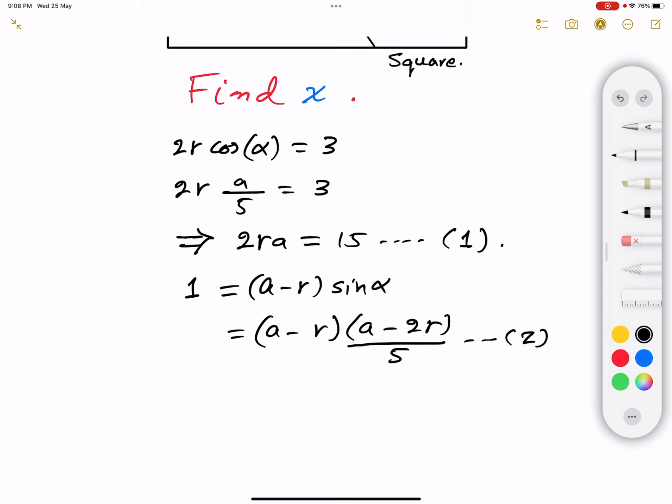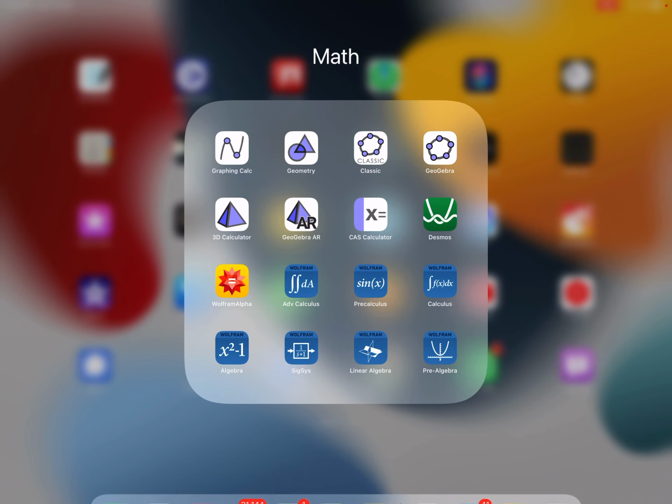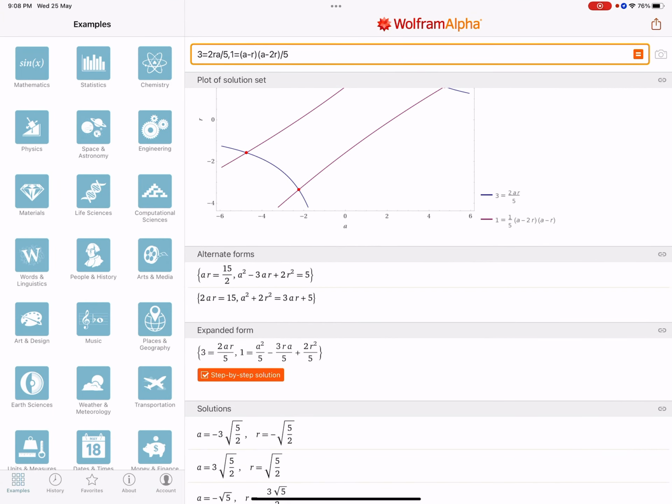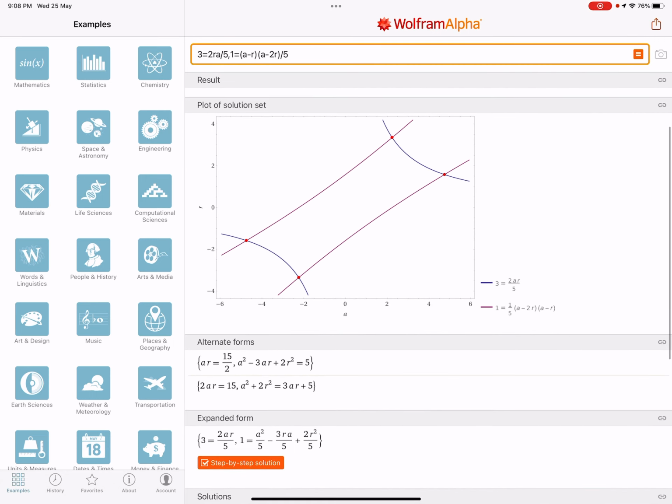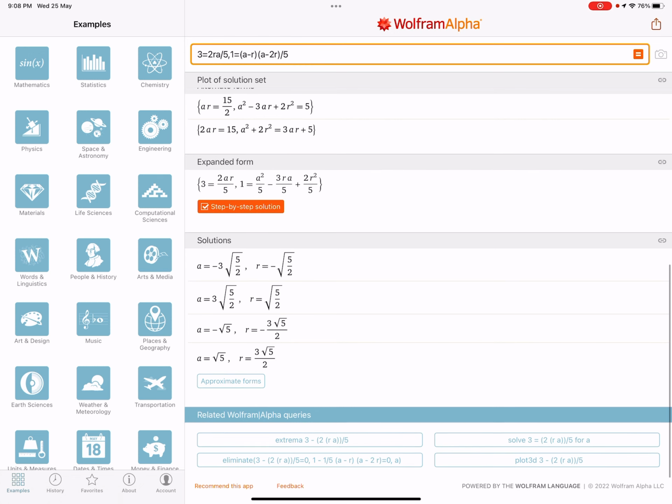Now we have two equations that are in terms of a and r. We can leave them as they are, and we're going to use the Wolfram Alpha application to solve for that. I'm not going to waste the time solving these two equations simultaneously. I have done that already using the Wolfram Alpha application. So these are the two equations, and we have basically 4 solutions. So we're going to pick the right solution.